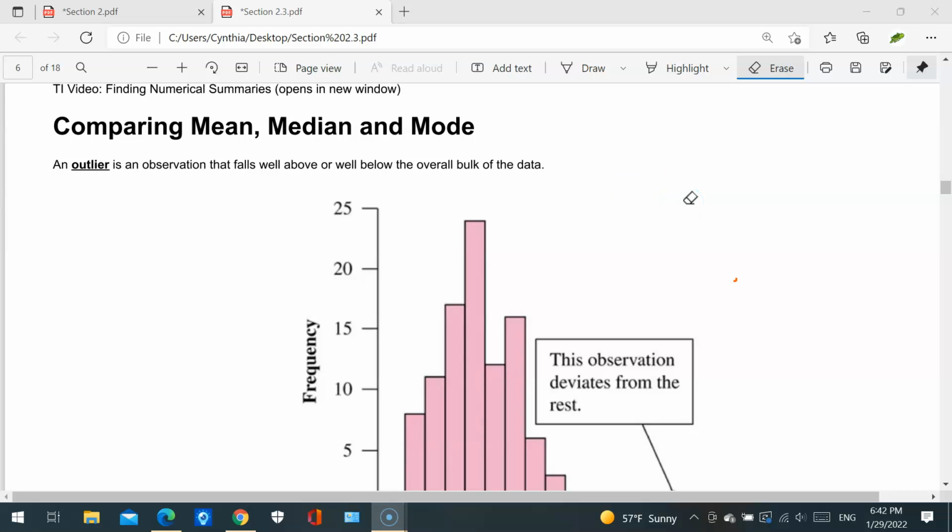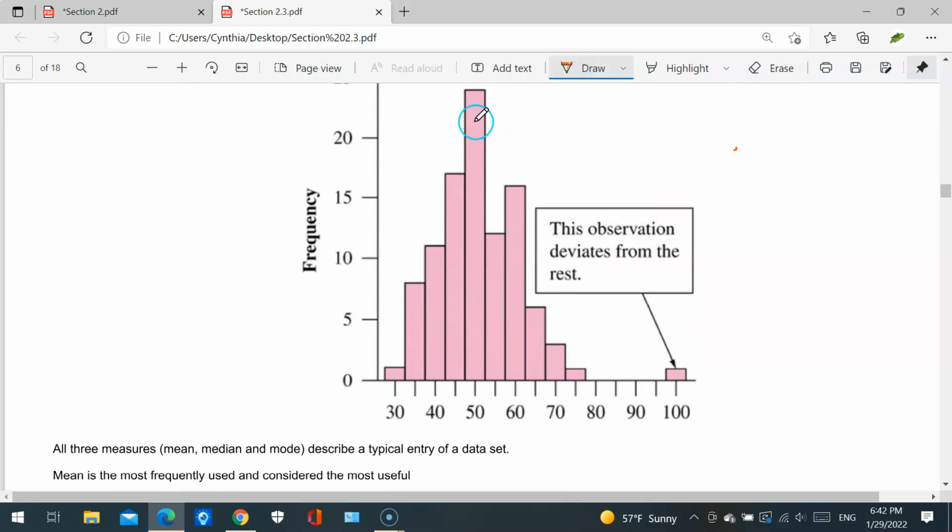Comparing the mean, median, and mode. An outlier is an observation that falls well above or below the overall data. So here, when you look at the graph, the data we have is pretty much symmetric, right? However, it has an outlier.